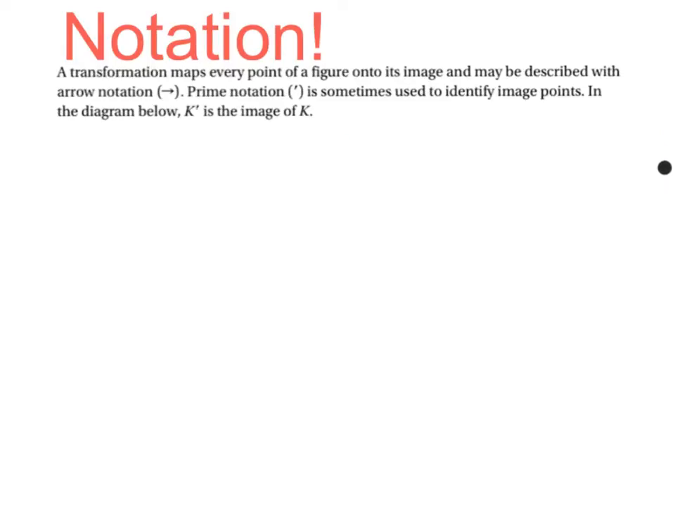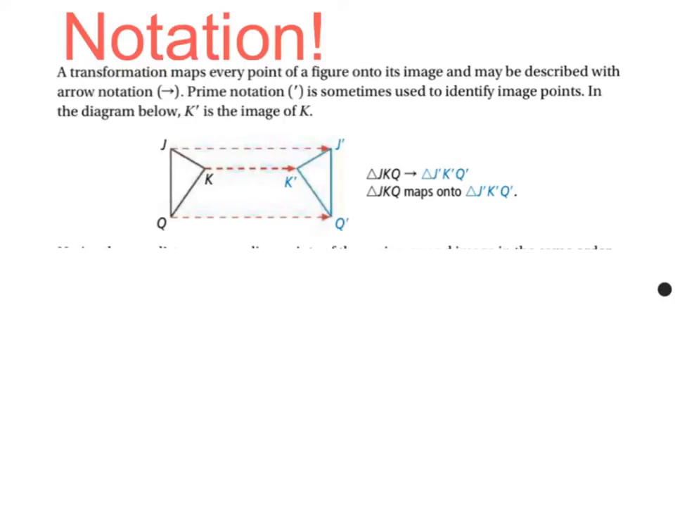So earlier we talked about this arrow notation. That just means that we have a transformation that maps every point of a figure onto its image, and it can be described with the arrow. The prime notation, apostrophe, is sometimes used to identify image points. So in this diagram here, K prime is the image of K.